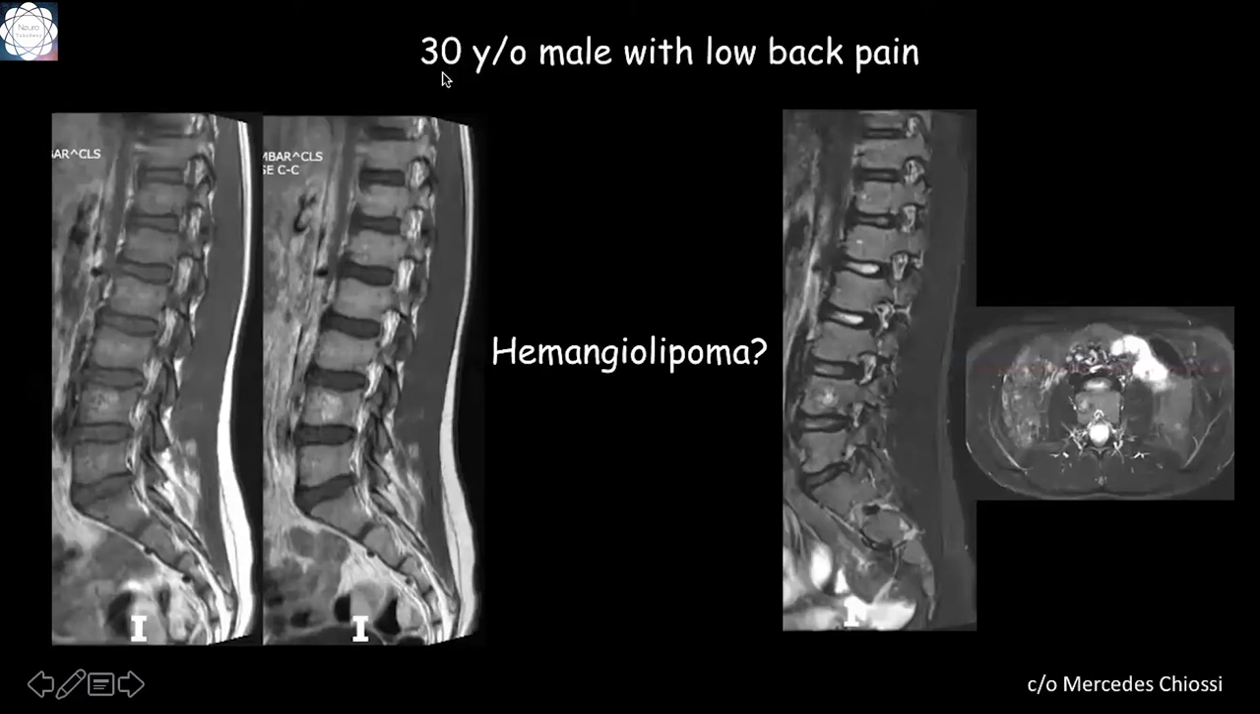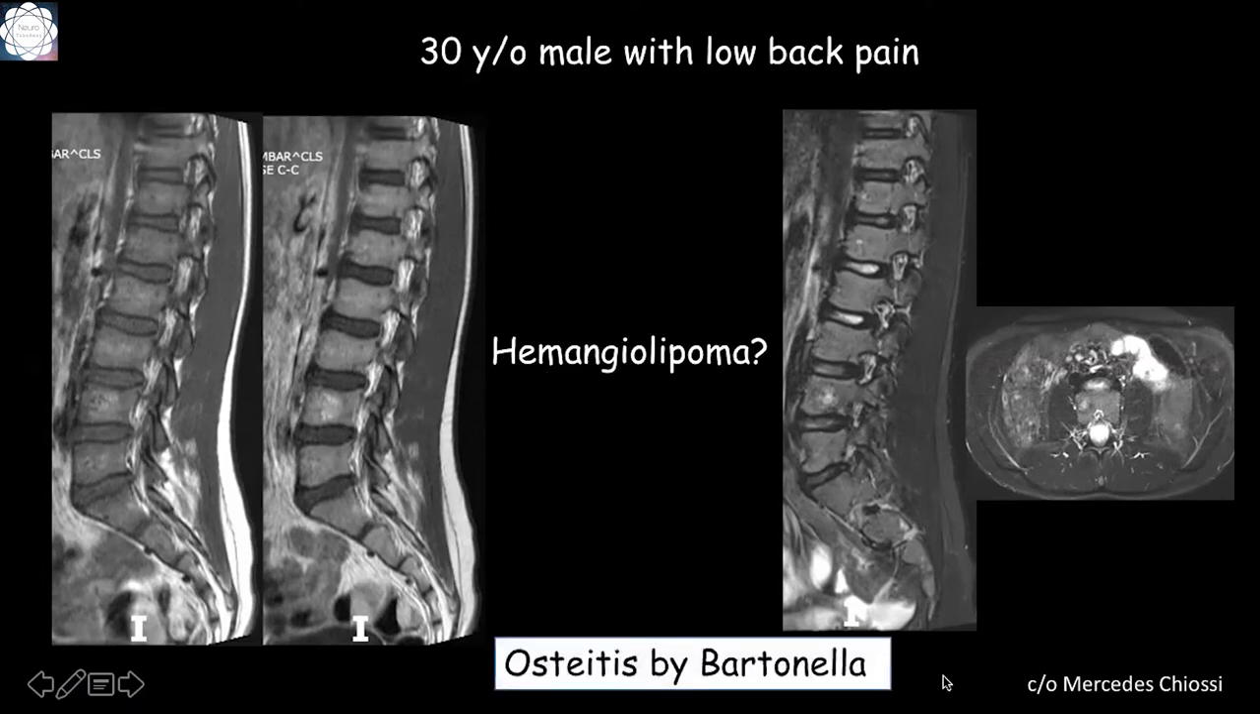Another case, here we have a 30-year-old male with low back pain, and you can see here this spontaneously hyperintense lesion in the L4 vertebral body with relatively mild enhancement. This is the pattern on STIR with a heterogeneous pattern. And you can think of hemangiolipoma in this case, but it turned out to be osteitis by Bartonella.